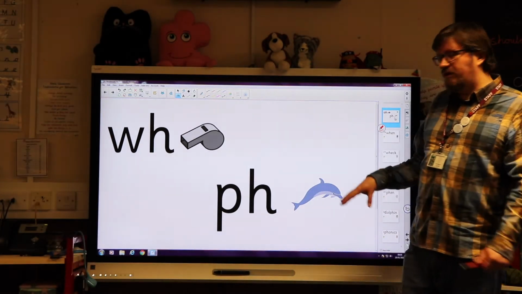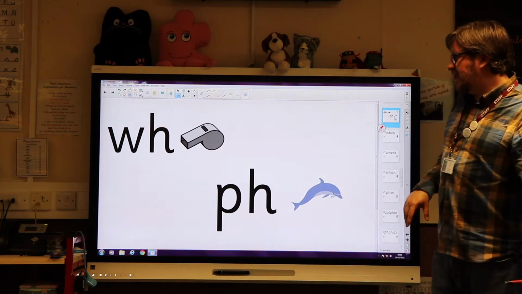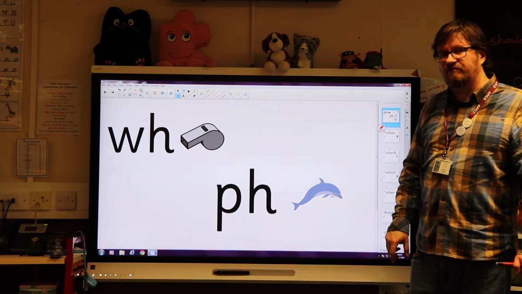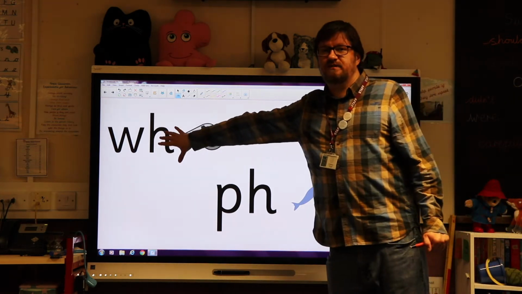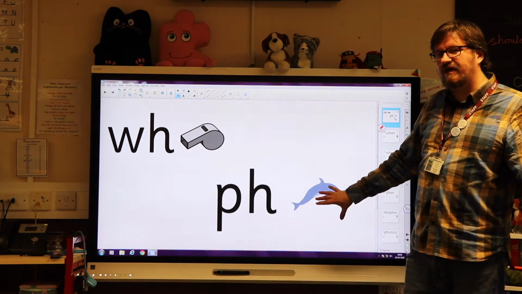Hi everyone, we're looking at phase 5 phonics. We're going to look at two graphemes today, or two phonemes. They are w, as in whistle, and f, as in the word dolphin. Can you think of any other words with w, this wh? Can you think of any other words with f, this kind of ph for dolphin?